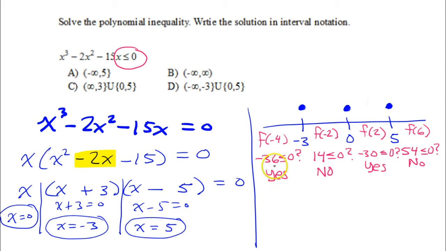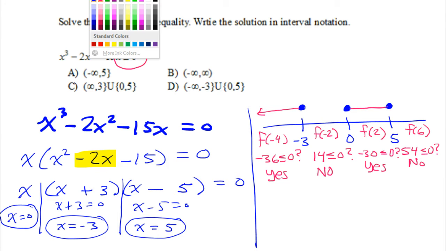The yeses mean that this is a solution, so therefore all of the points in this zone are solutions. I will indicate that by putting an arrow here. And I see a yes here as well, so that means all of these are solutions. I will leave the no zones just empty, indicating that there are no solutions in those zones.